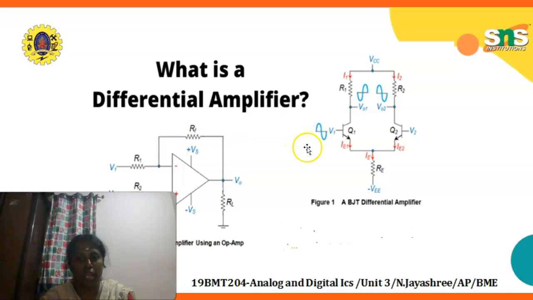Here V1 and V2 are the two input voltages given to the op-amp circuit. We get this differential output. It will be like this. One output is in phase with the input and another output is out of phase with the input. That is what a differential amplifier is.